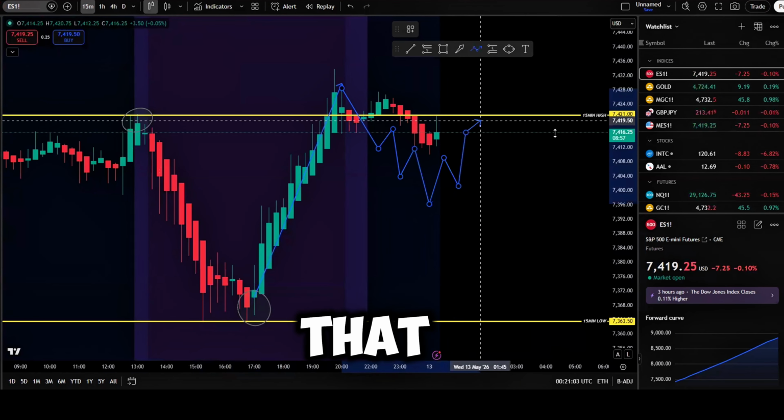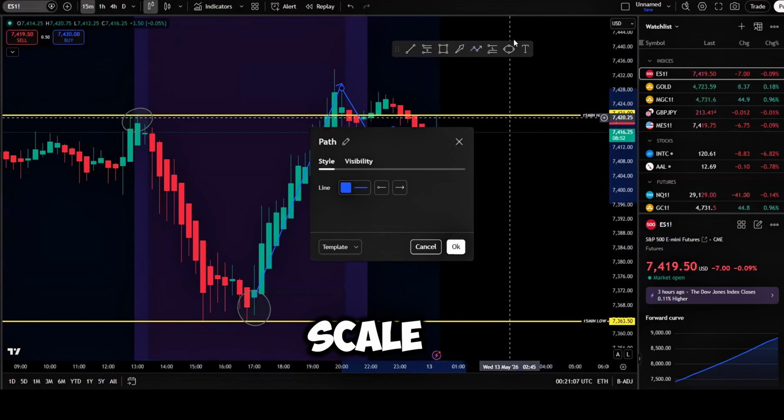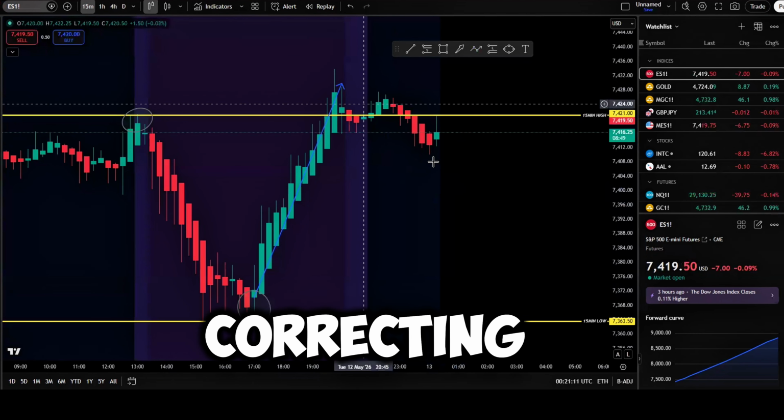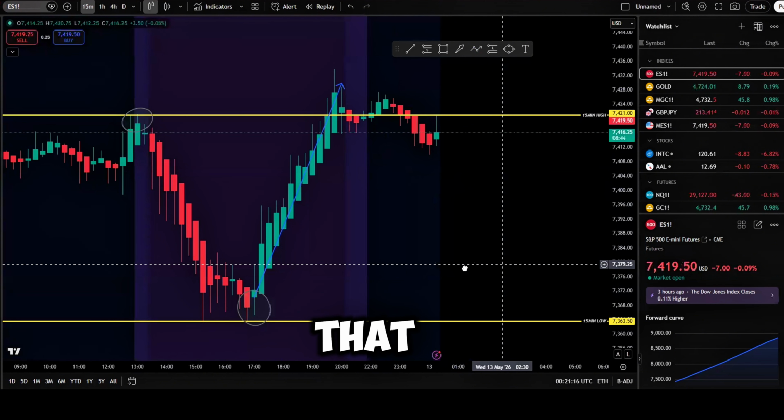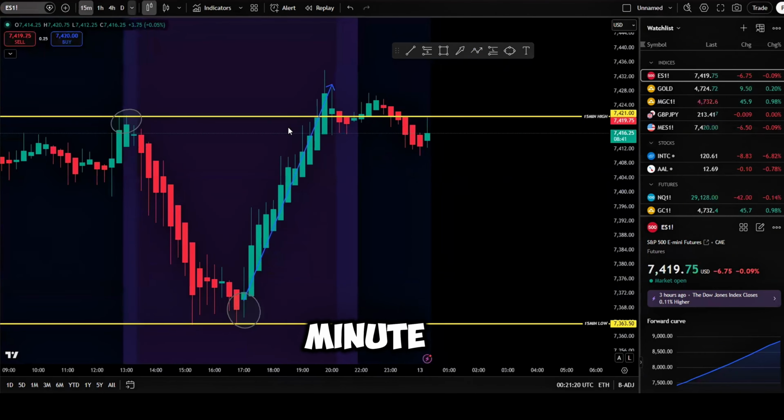So now that I know that I have my bullish indication, what I'm going to do is scale down to that 5-minute time frame to see if we've started correcting, and then that way I can look for the continuation. So I'm going to go to the 5-minute time frame.